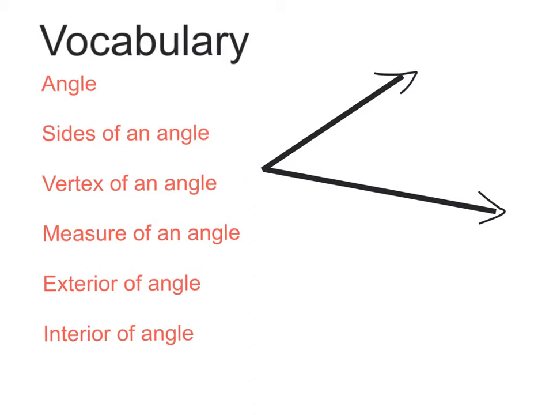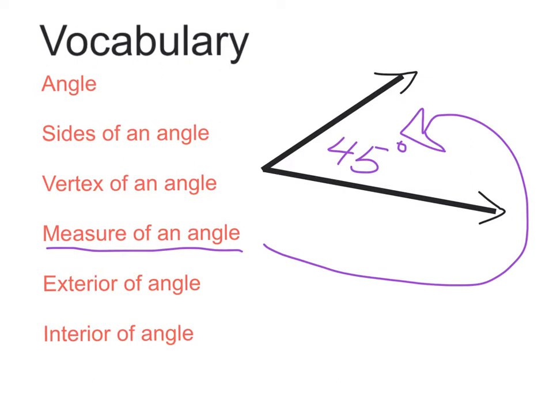When talking about the measure of an angle, the measure of an angle is the amount of opening. And the measure of this particular angle is about 45 degrees, and we'll talk later about how to measure angles.